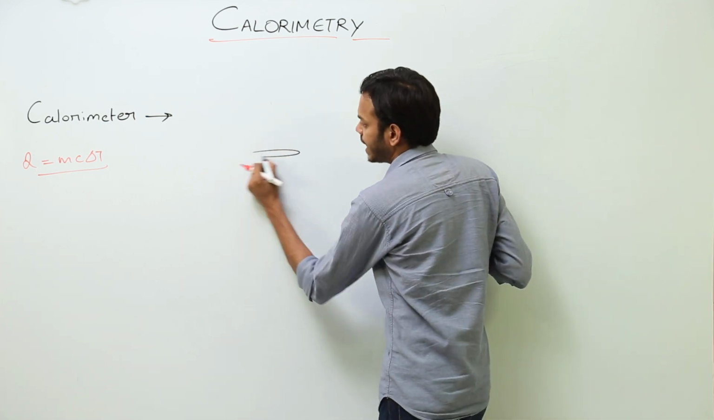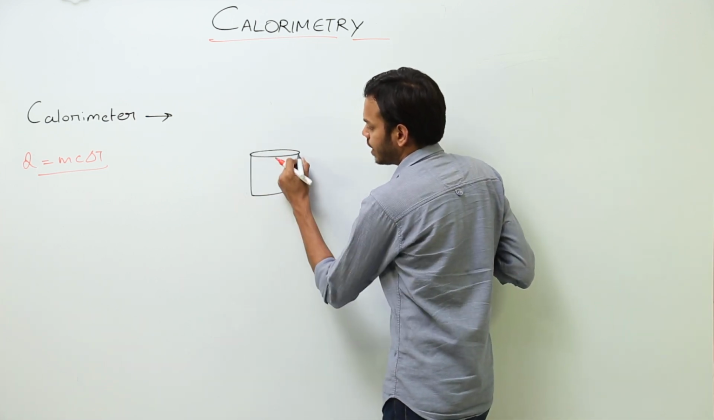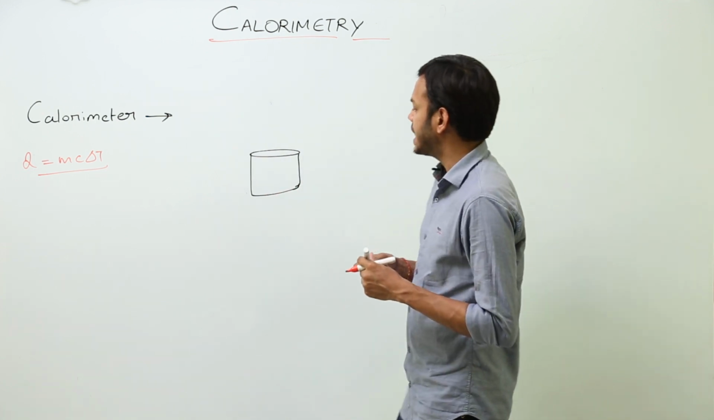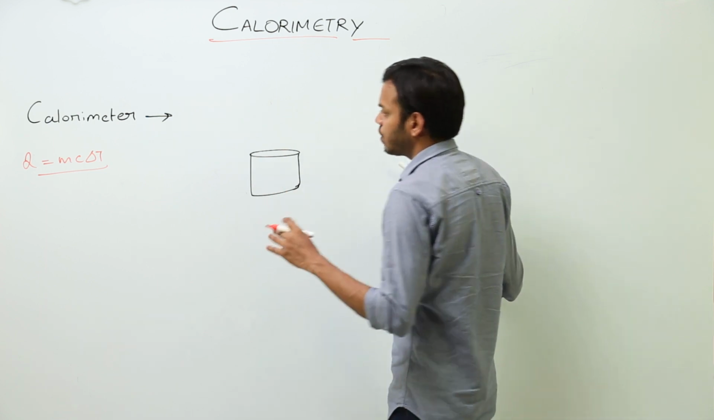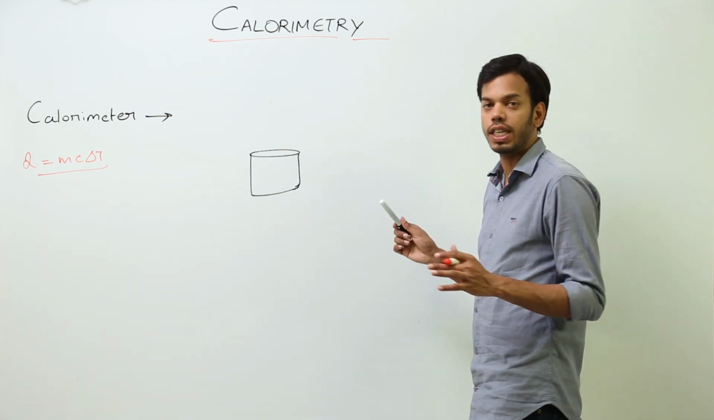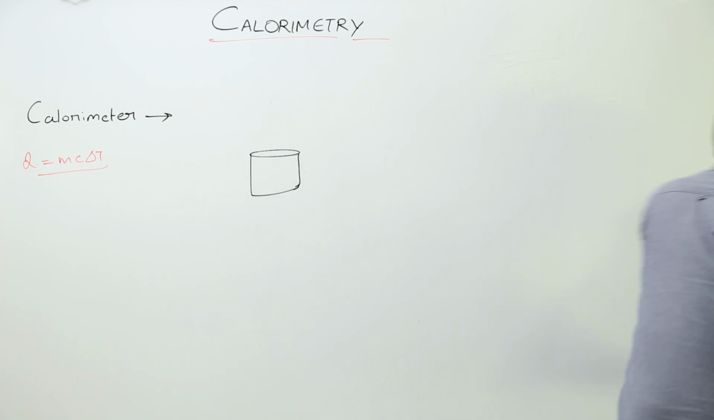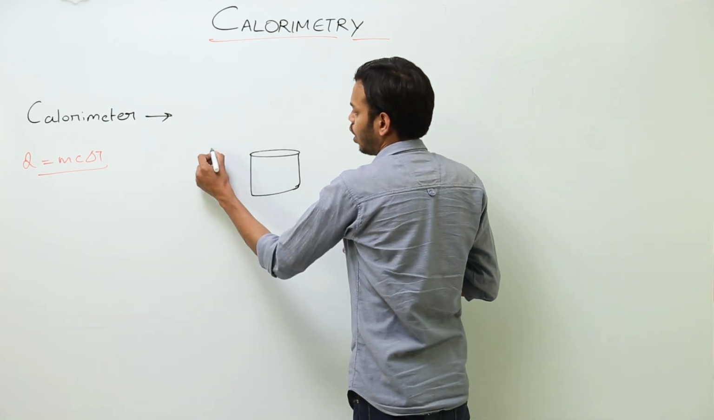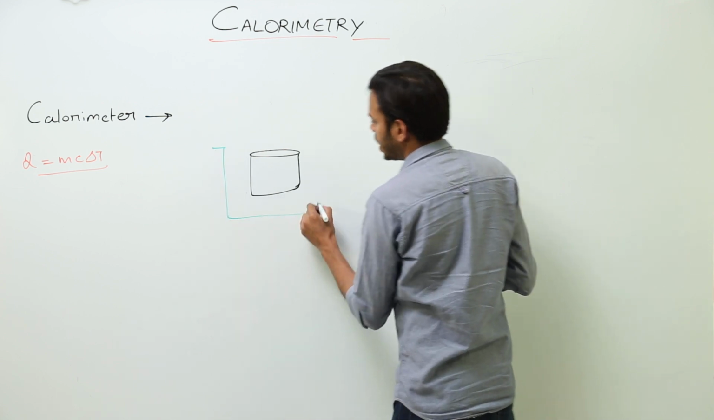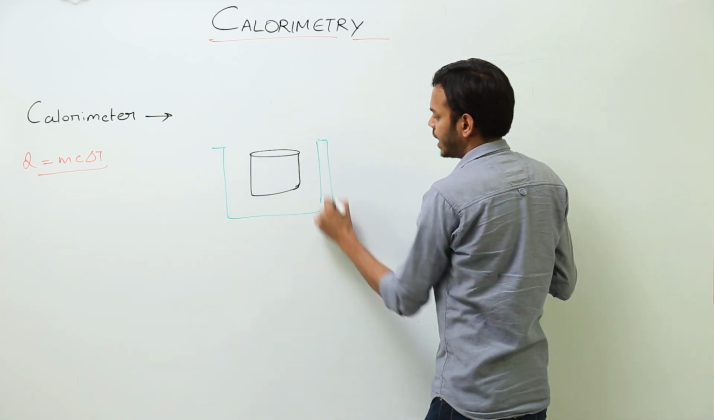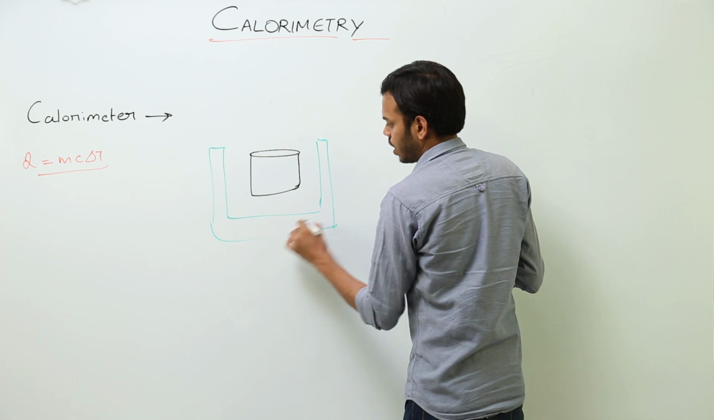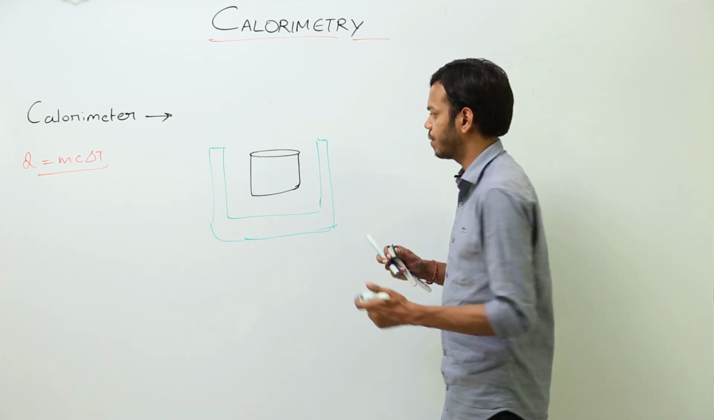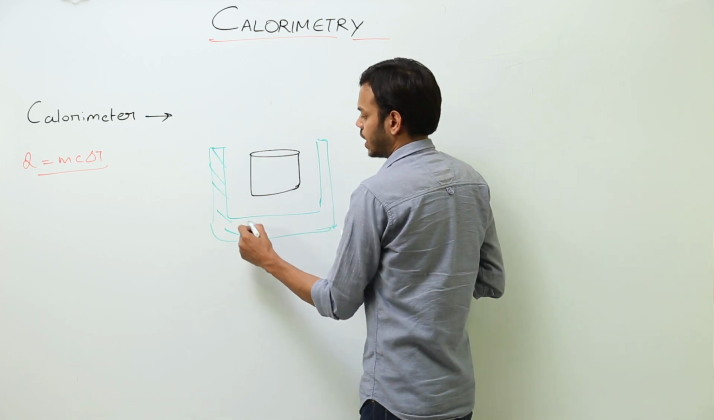First of all, it consists of a copper vessel. This is a copper vessel, okay. Now, because we have to prevent leakage of heat from the system to the surroundings, we insulate this whole thing by a wooden jacket. So consider that this is a wooden jacket, so as to prevent heat loss by conduction, okay, first of all.